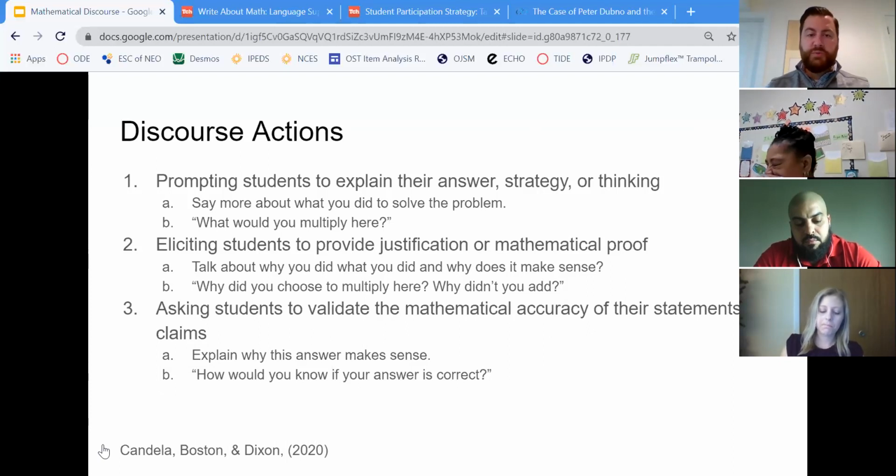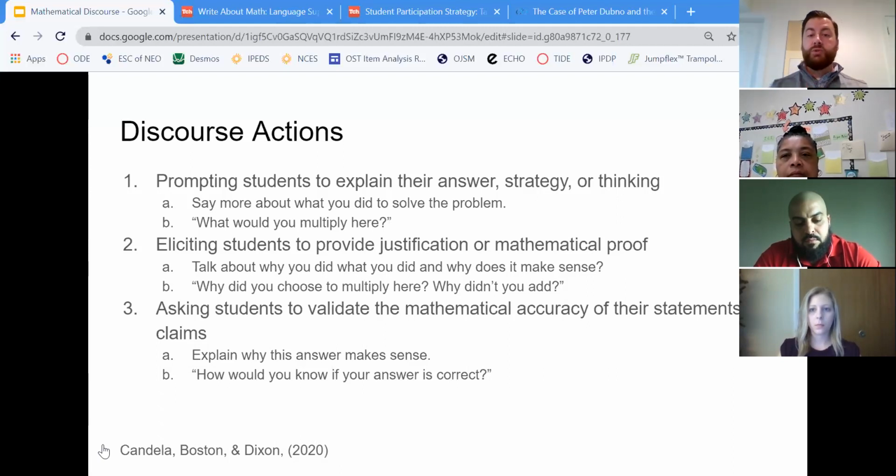The first of which is prompting students to explain their answer, strategy, or thinking. So we're asking, okay, tell me more about that. Say more. How did you solve the problem? Why did you multiply here? Not what did you do, right? If you say, what did you do here? That's a closed, fixed response: I multiplied. Instead, why did you do that? So this is you prompting, right? You're listening to what the student is saying, and you're prompting them to tell you more.